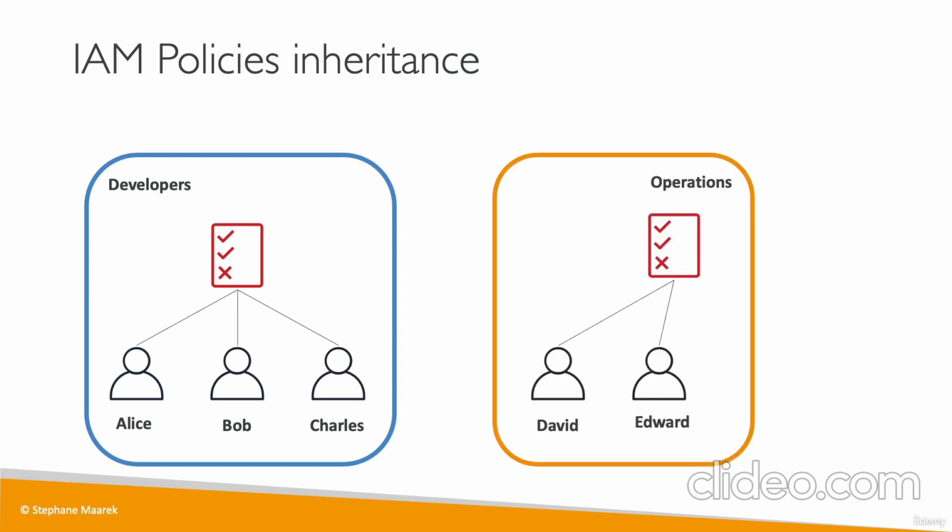Now, if you have a second group with operations with a different policy, David and Edward will have a different policy than the group of developers. If Fred is a user, it has the possibility not to belong to a group, and we have the possibility to create what's called an inline policy, which is a policy that's only attached to a user. So that user could or could not belong to a group. You can have inline policies for whatever user you want.